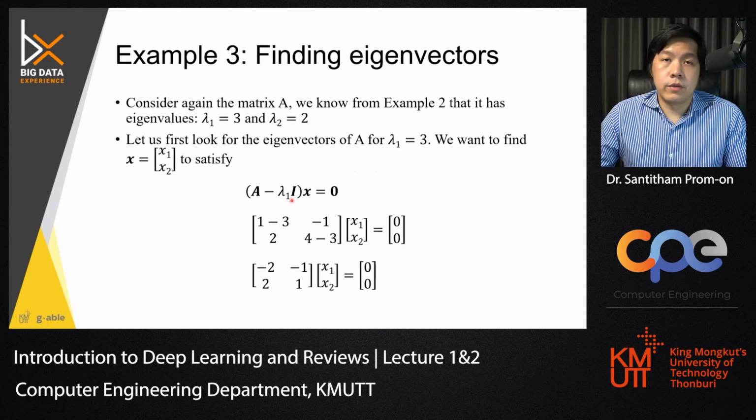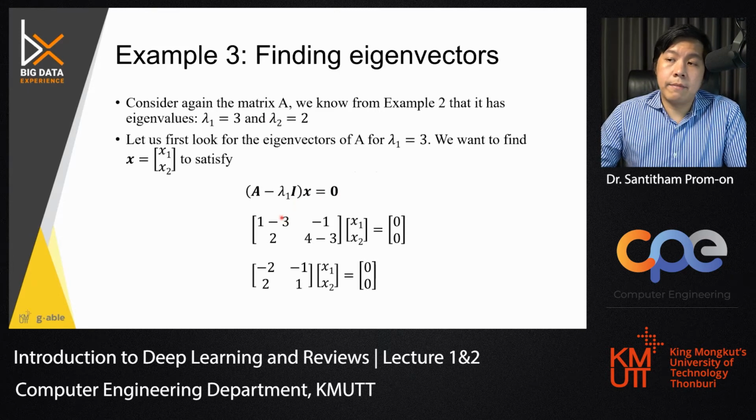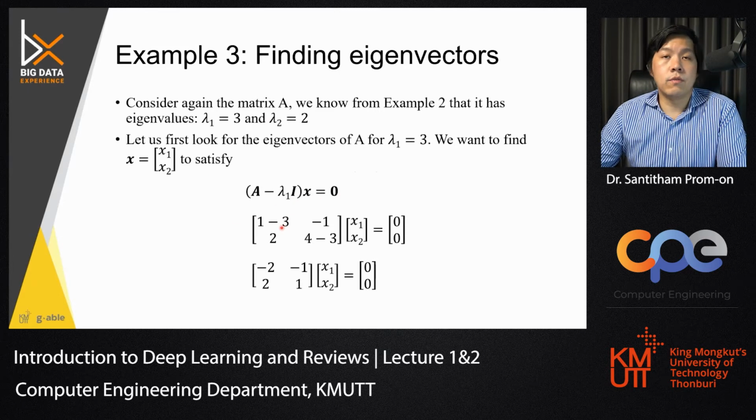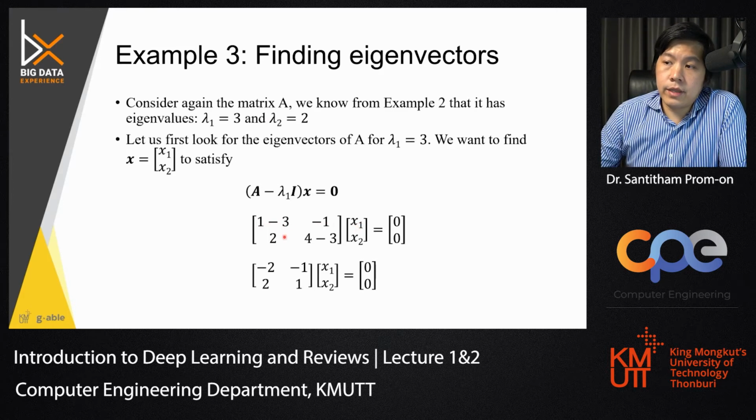Once we know this, we can then determine the eigenvectors by substituting 3 and 2 into the equation. So for that, we have (A minus lambda 1 I) x equals 0. Lambda is 3, plug it in, and then you get 1 minus 3, minus 1, 2, and 4 minus 3, times x1 and x2. This is minus 2, minus 1, 2, 1, times x1 and x2.